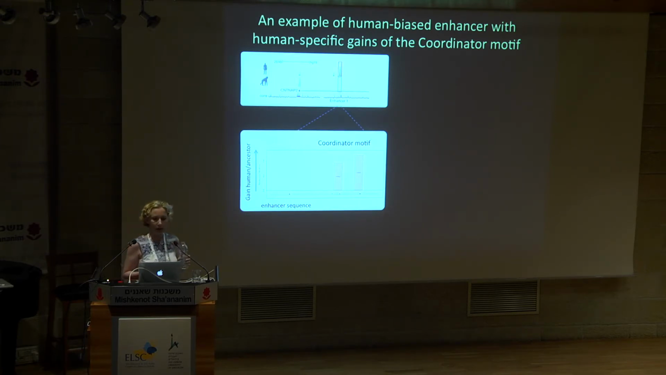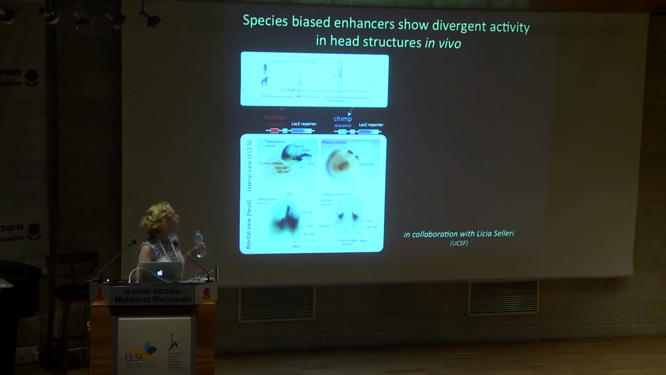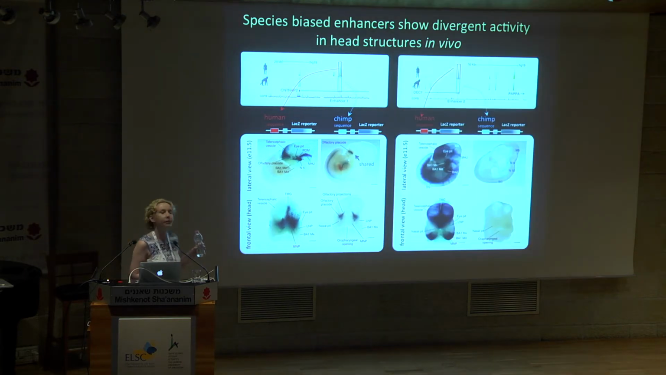So let me show you a couple of examples. Here is an example of a human biased enhancer that gained two coordinator motifs specifically in the human lineage. And now we're testing orthologous human or chimp sequences in the context of the mouse embryo. Again, the trans circuitry is much more conserved than cis, therefore we can actually use a mouse embryo as a test tube or a readout for activity. And as you can see, where there's a shared expression in olfactory placode, there's also gain of activity in several domains in the head.